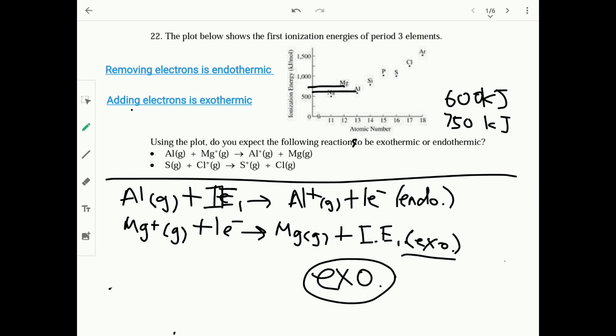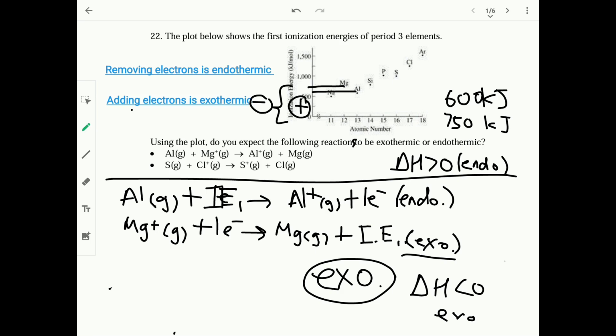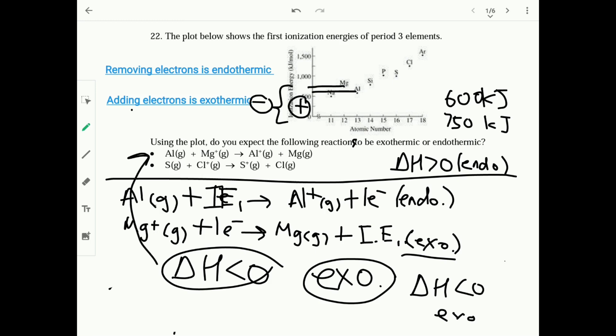Think about it this way. We know that delta H for endothermic is positive, and for exothermic is negative. So think of the Al height as positive and think of the Mg height as negative. Which is higher? Well, obviously the negative. So the whole reaction delta H is negative for the first one. Right? Now let us go on to the second one.